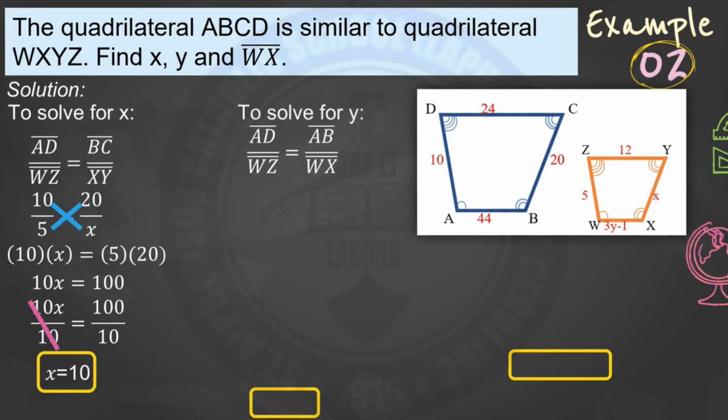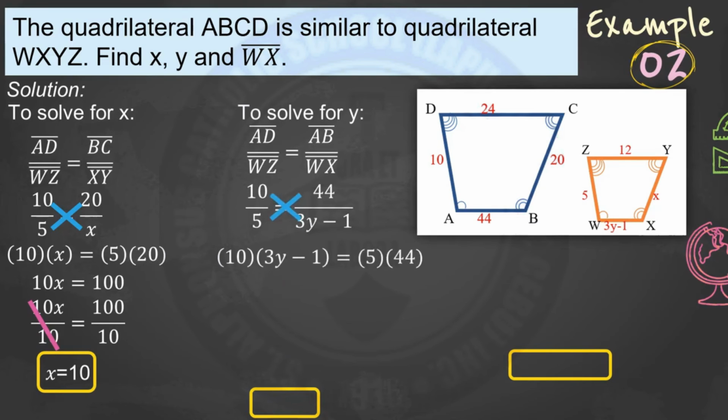To solve for y, again we will check the corresponding sides. So segment AD corresponds to segment WZ, and that is equal to segment AB corresponds to segment WX. Then substitute each measure. So we have 10 over 5 equals 44 over 3y minus 1. Then do the cross multiplication. So 10 times quantity 3y minus 1 equals 5 times 44.